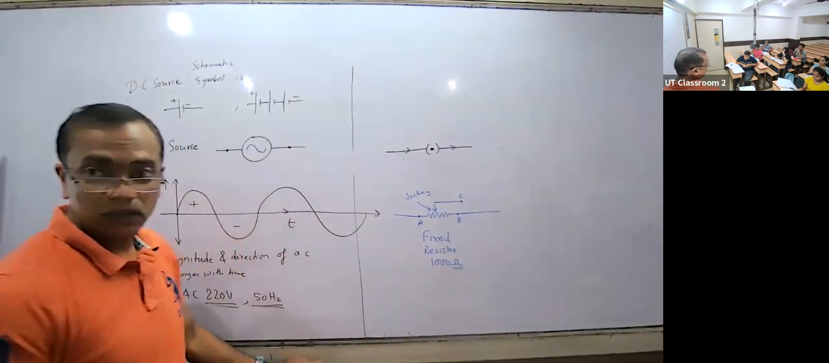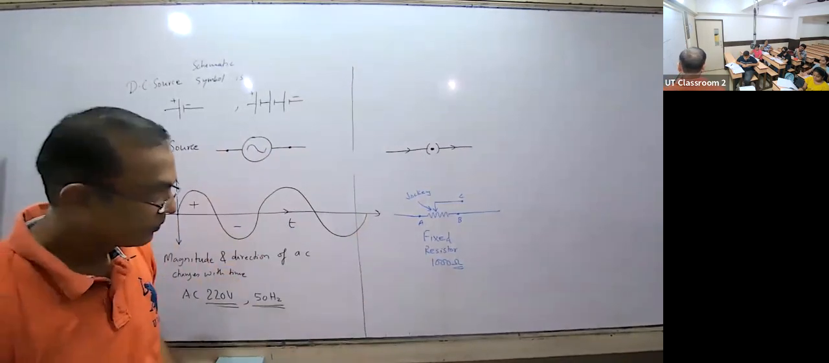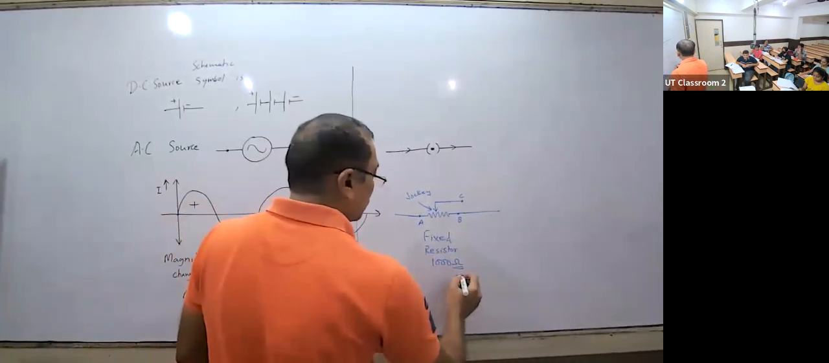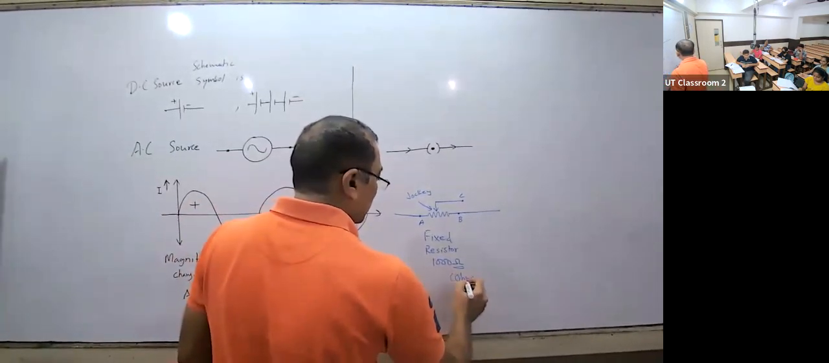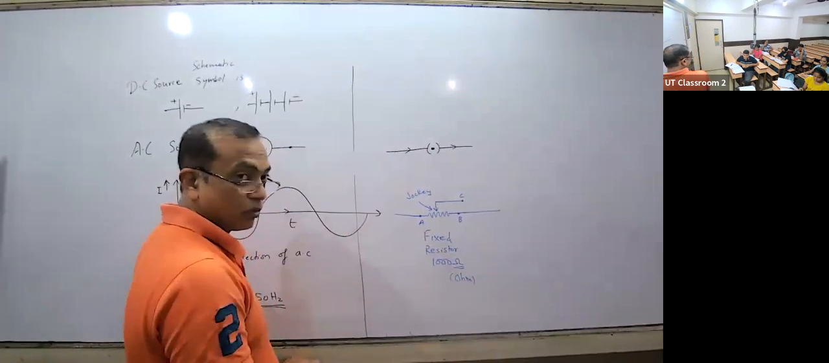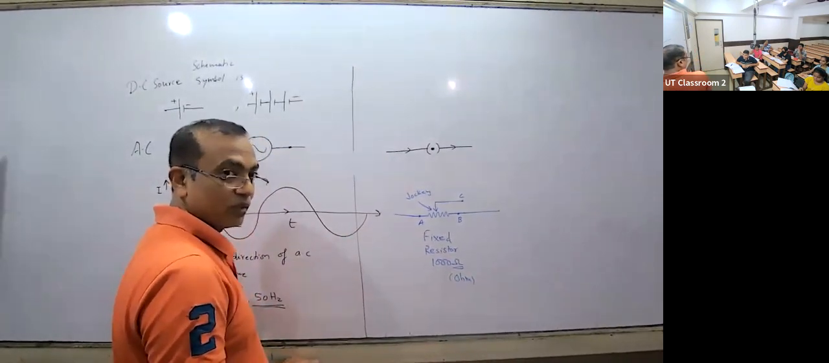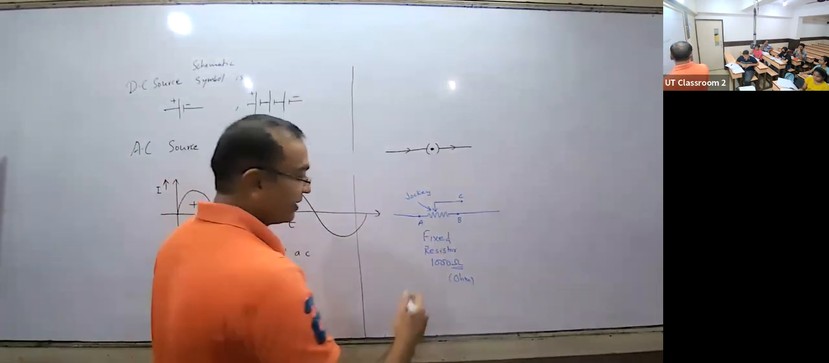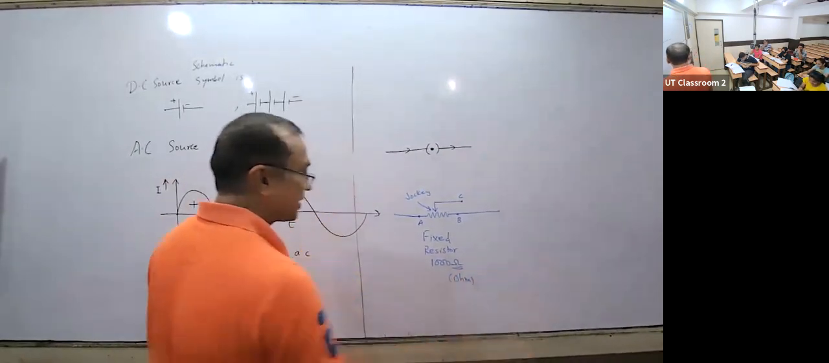That's the unit of resistance. It is 1000 ohm, okay? Ohm. It is OH. This is ohm, not ohm as we say. Ohm. It's not ohm. Okay.